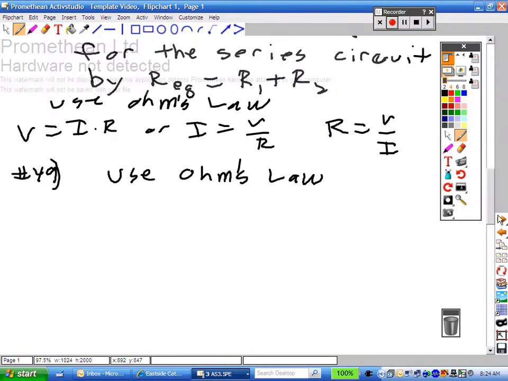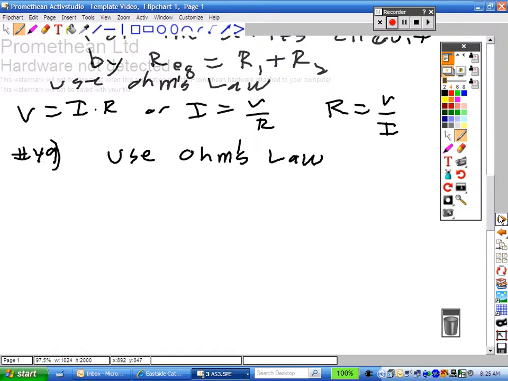Let's jump down to number 49. Number 49, all I have to give you as a hint is to use Ohm's law, like we just talked about. Should help you a lot.